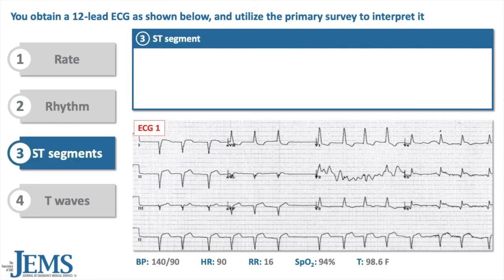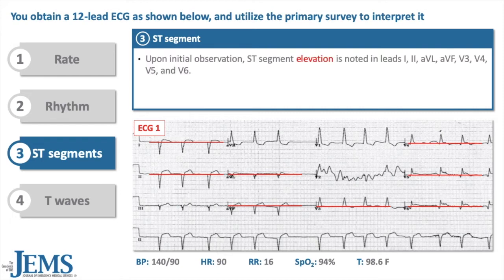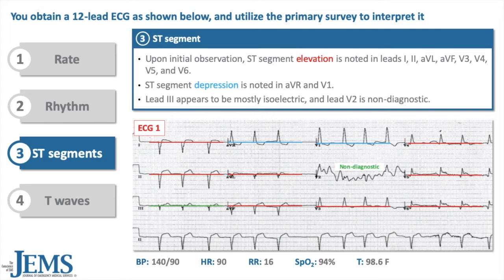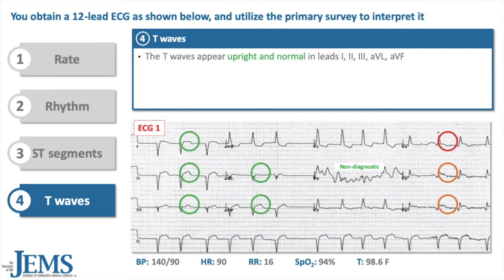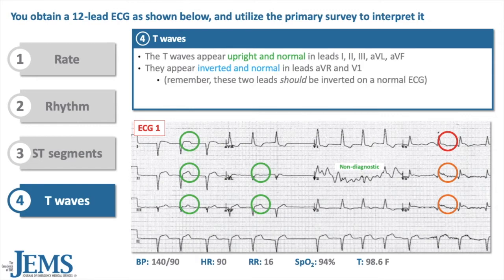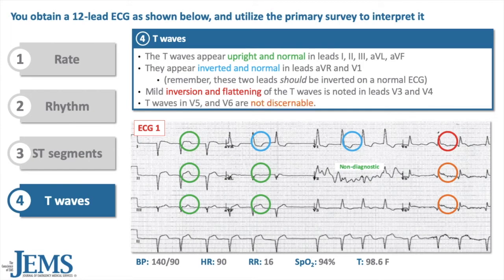Moving on to the ST segments, we see that there's elevation in leads 1, 2, AVL, AVF, as well as V3 through V6. We see that there's ST segment depression in leads AVR and V1, while lead 3 appears to be mostly isoelectric, and lead V2 is non-diagnostic as it just shows artifact. Now for the T waves. The T waves are upright and normal in the limb leads, as well as inverted and normal in leads AVR and V1. Remember, the T waves are supposed to be inverted in AVR and V1. We can see that there is some inversion and flattening in leads V3 and V4, while V5 and V6 are not fully discernible.